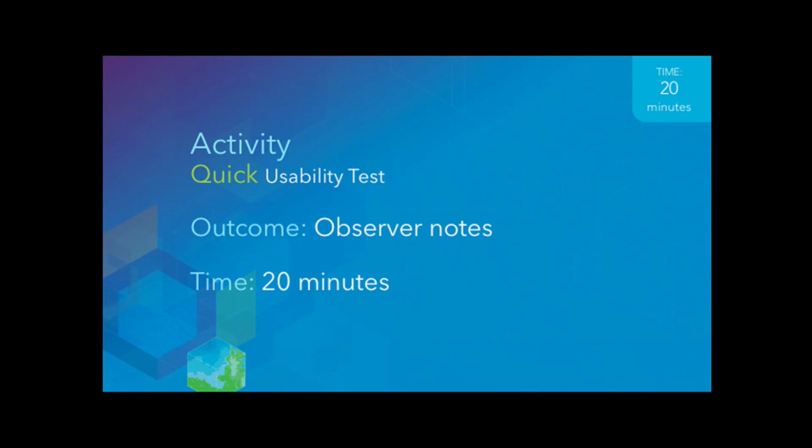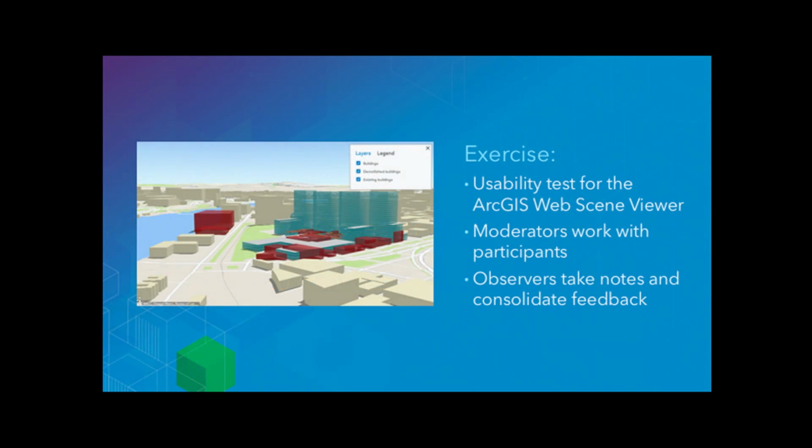So we're going to jump into this 20-minute group activity. We're going to be taking a look at the ArcGIS Web Scene Viewer. Are people familiar with the ArcGIS Web Scene Viewer at all? No? Okay, so we have some really new users. Has anyone ever used Google Maps? 2D, 3D. All right, so now you're all familiar with the ArcGIS Web Scene Viewer.